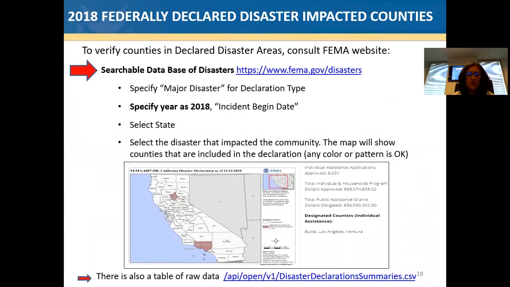So any shading or color is fine as long as it is a major disaster, as long as it's highlighted one way or the other. I also want to point out at the bottom of the table, for those who like to play around with data, there is a table of raw data for disaster declarations that you can fool around with to find what you need.